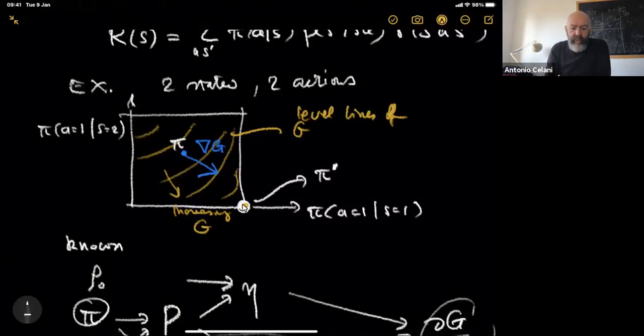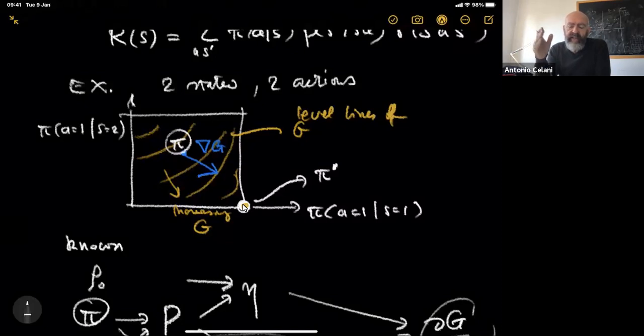So the question is, how do we get from any initial policy pi to our optimal policy? How do we search for this maximum of G in policy space? In practice, what we are looking for is some sort of gradient ascent. We want to climb the gradient until we get to the maximum, which we know sits on the boundary. So what we're going to do in the next 20 or 30 minutes is to study different approaches to this problem of optimization when you know a gradient.